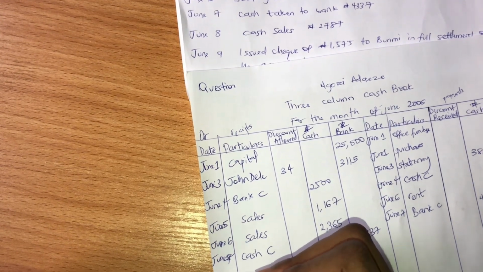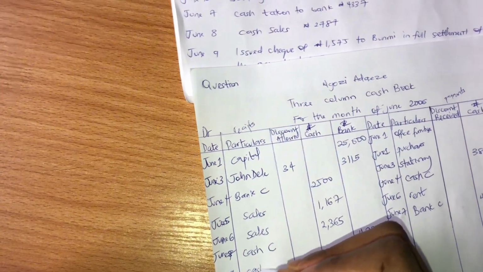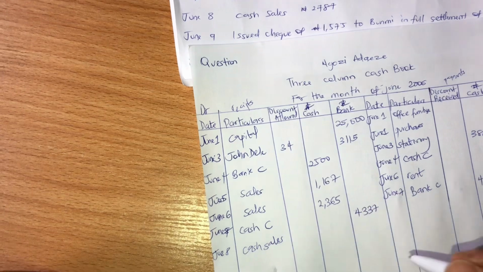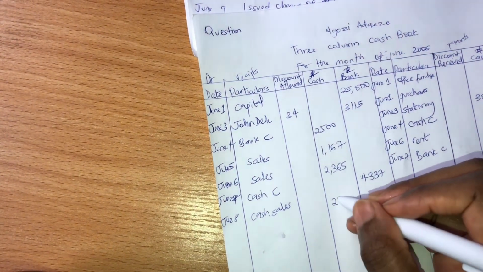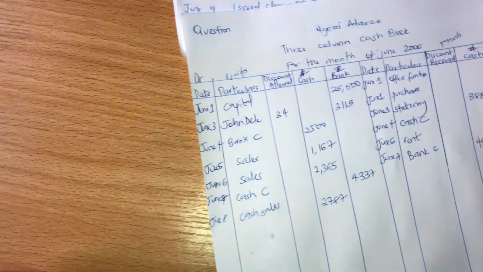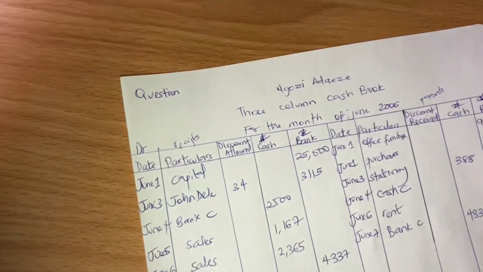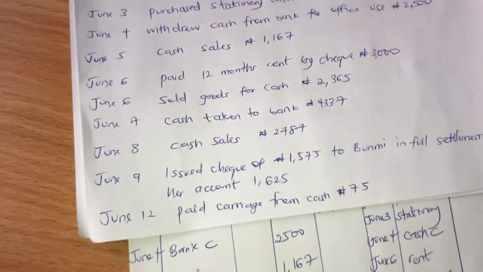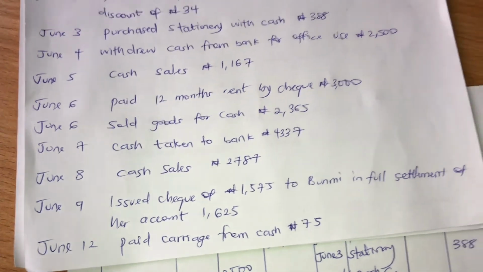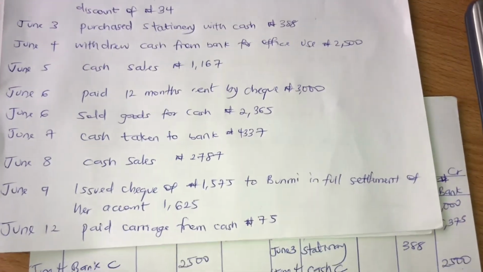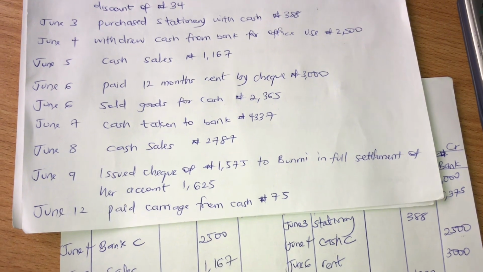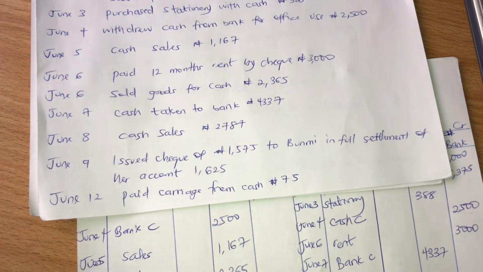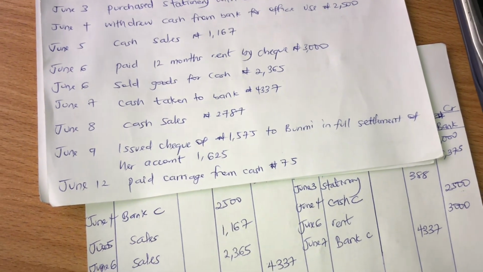So it's going to be June 8th, cash sales, 2,784 under cash. So the next one is June 9, issued check of 1,575 to Bumi in full settlement of our account of 1,625. So there's a discount here.